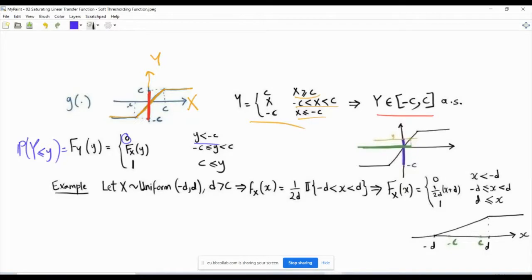Now, what is the probability that big Y is less than or equal to small y, where small y is equal to c or more?